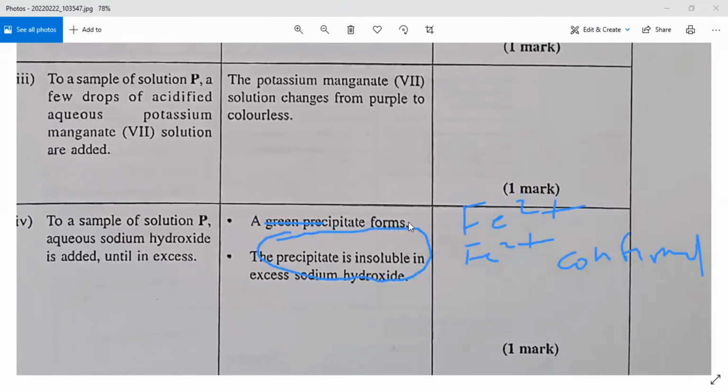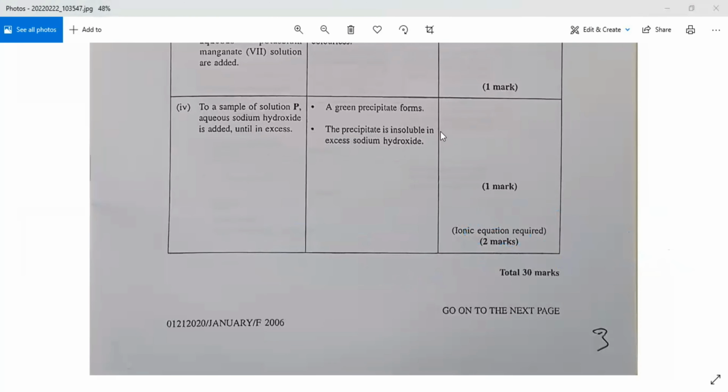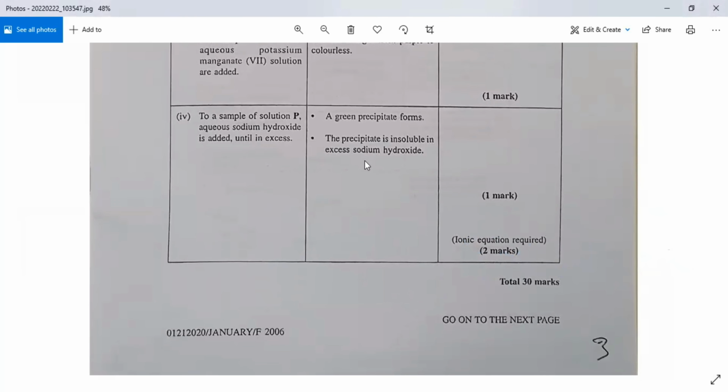Wait, they asked for an ionic equation here. They asked for an ionic equation with sodium hydroxide. Now, every time you write an ionic equation with sodium hydroxide and a metal, it's always going to be like this. I'll write it generally first. It's going to be metal M^n+, where M stands for metal and n is the charge of the metal. That's all. Plus your NaOH, same NaOH, to produce M(OH)n.